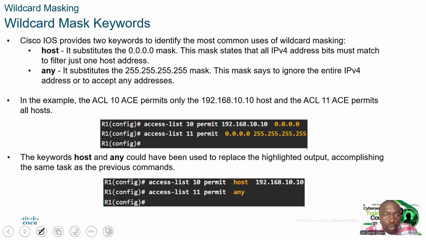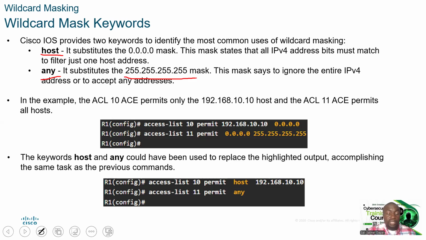Now, Cisco IOS provides 2 keywords to identify the most common use of wildcard masking. There's what we call the host, and there's what they call the any. Host substitutes the 0.0.0.0 mask. This mask states that all IPv4 address bits must match to filter just one host address. Any substitutes for all 255 masks. This mask says to ignore the entire IPv4 address.